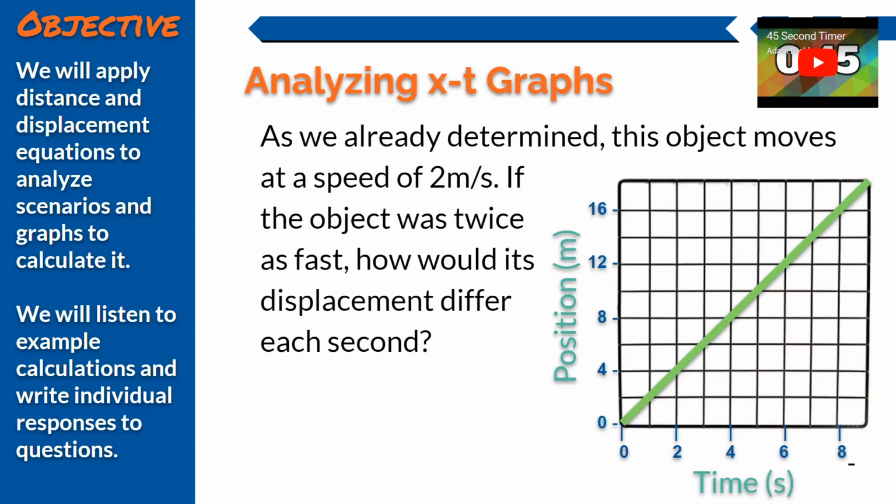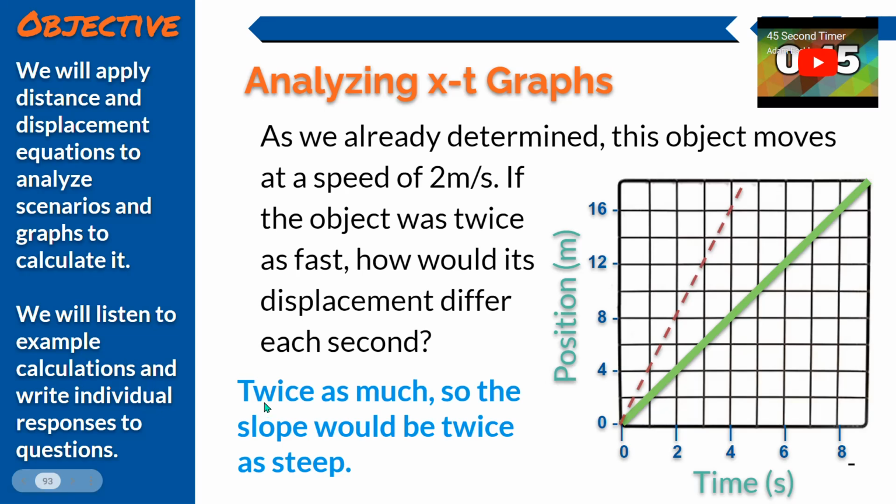Sorry? What it says on the screen. If it's twice as fast, how does its displacement differ each second? Or how would your graph look different? Slopes would be like twice as high. Yeah, you'd have a steeper slope, a slope that's twice as high. You'd be going twice as far each second.